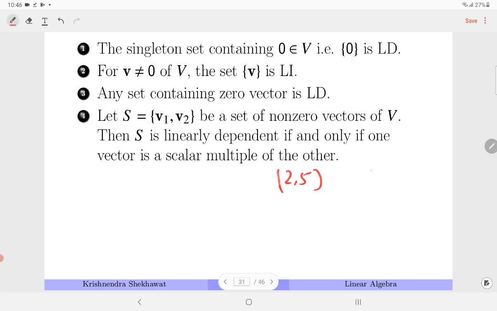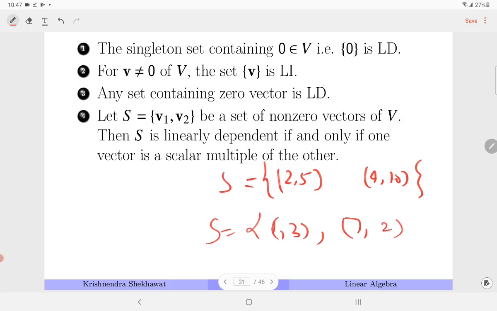So (2, 5) and (4, 10). Yes, if I consider this set S, and the other set is {(1, 3), (7, 2)}, under usual addition and scalar multiplication. In the first set you can write (2, 5) as 1/2 times (4, 10). So you have expressed v1 as a scalar multiple of v2.